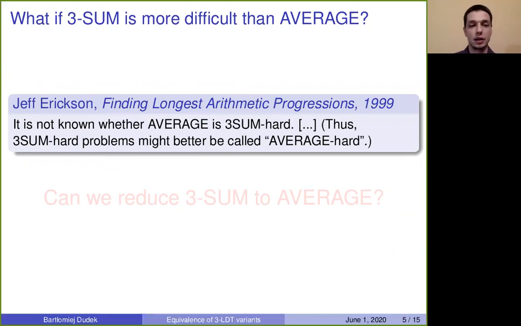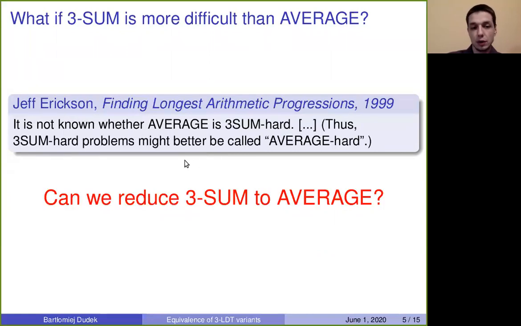This was discussed by Jeff Erickson in 1999, when he said that it was not known whether average is free-sum hard, and maybe we should say that the free-sum hard problems are called average hard, because this is apparently a slightly easier problem, which we still cannot solve faster than in quadratic time. So the main question that arises here is: can we reduce free-sum to average? Then this would give us that these two problems are equivalent, but we don't know how to do it.